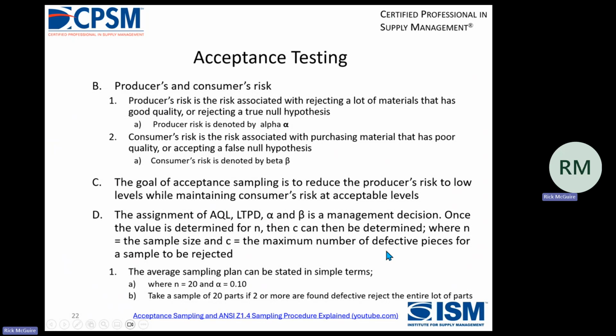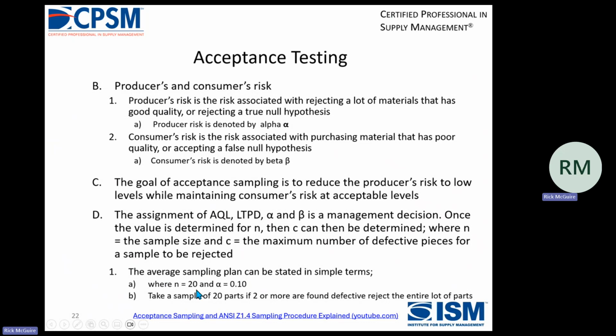The goal of acceptance sampling is to reduce the producer's risk to low levels while maintaining the consumer's risk at acceptable levels. And the assignment of AQL, LTP, alpha and beta is a management decision. Once the value is determined for N, then it can be determined where N is the sample size and C is the maximum number of defective pieces.